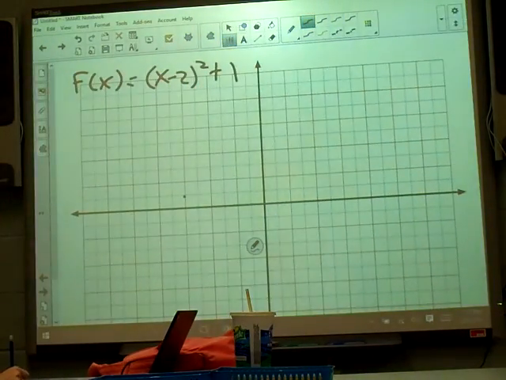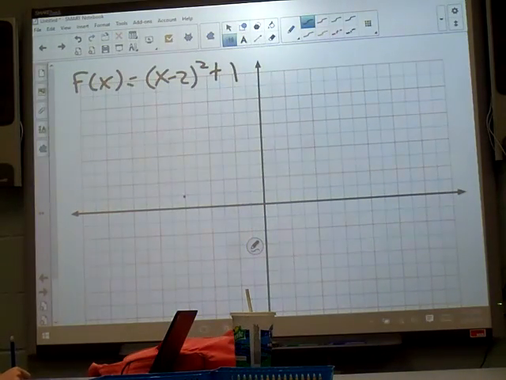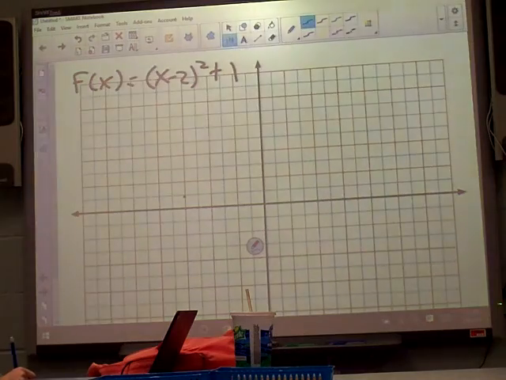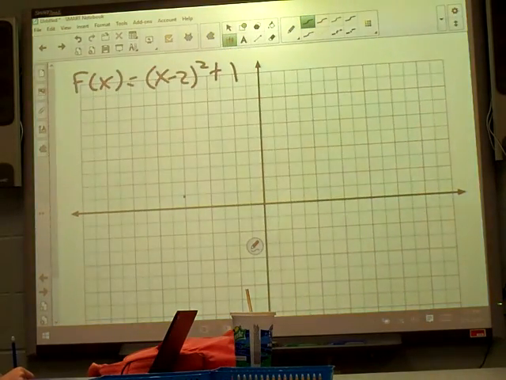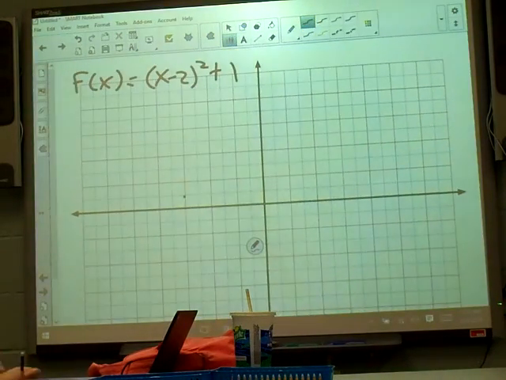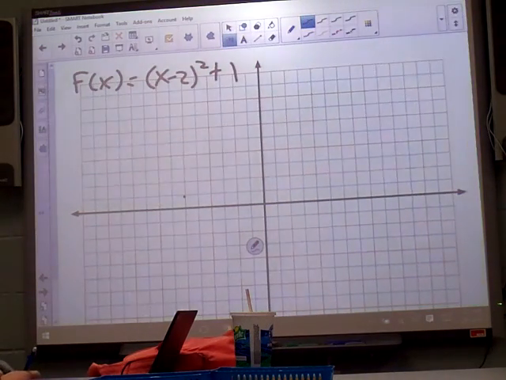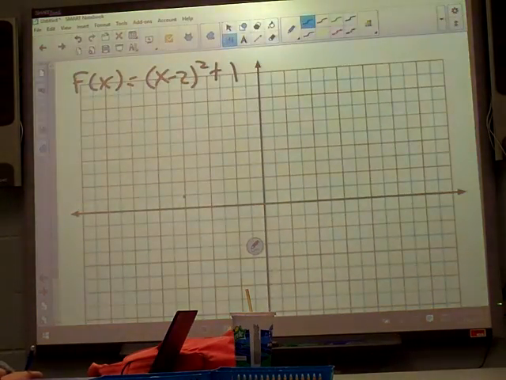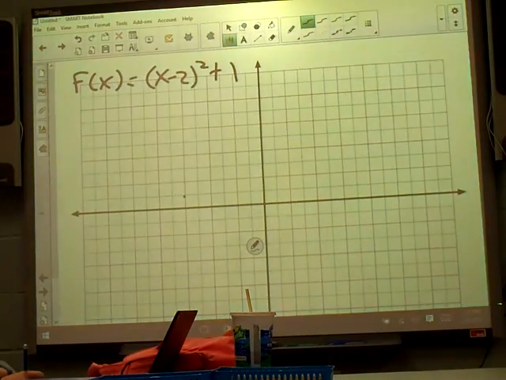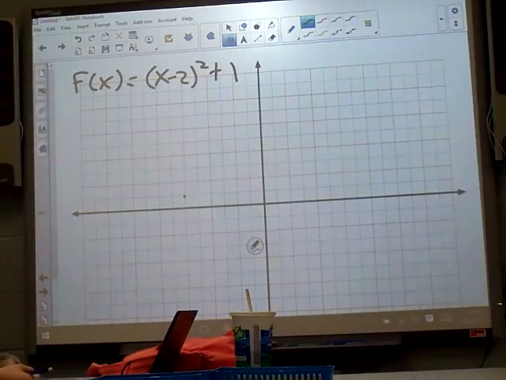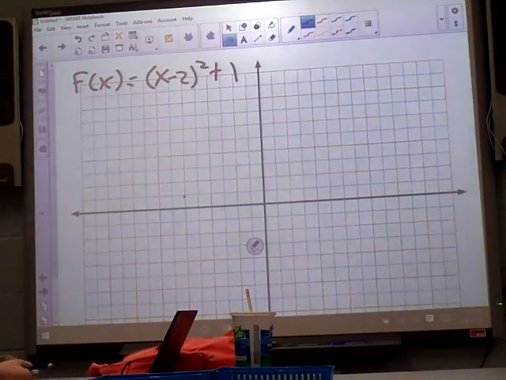Alright, we got the same 5 things to check off our list: vertex, axis of symmetry, graph, domain, range. f(x) equals (x minus 2) squared plus 1. Before I name any of those 5 things, is this function in standard form or vertex form? Vertex, we got a parentheses. Vertex form makes your work easier. It tells you the vertex. What is it telling me my vertex is?